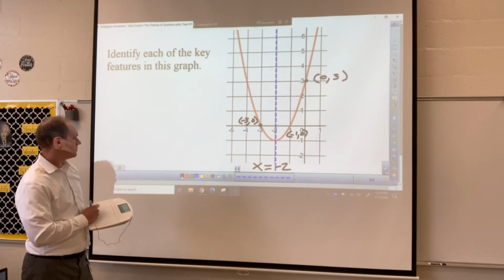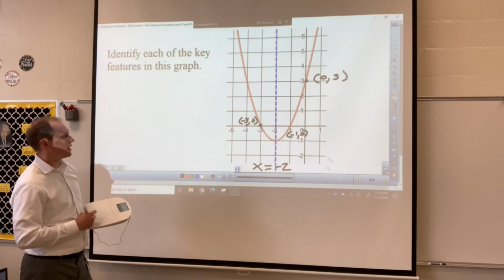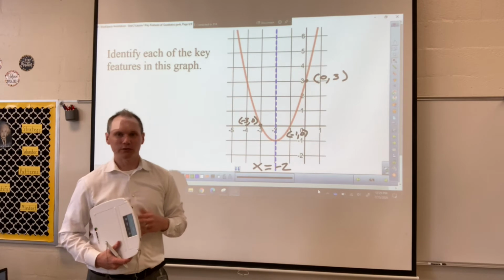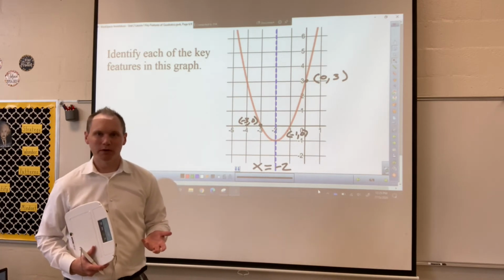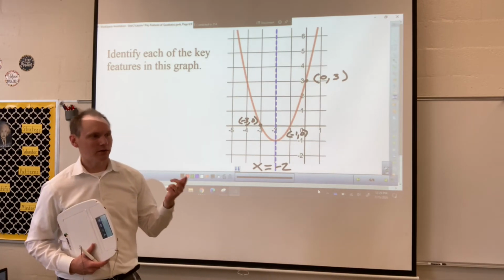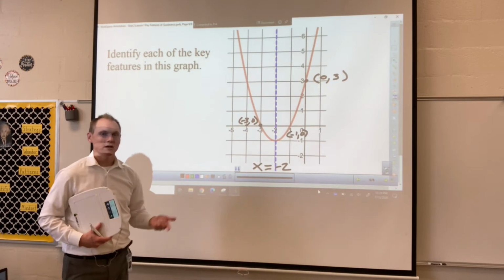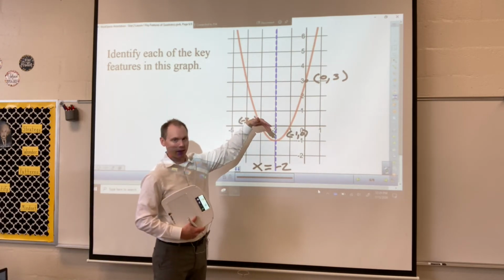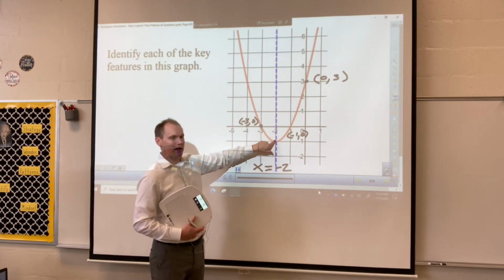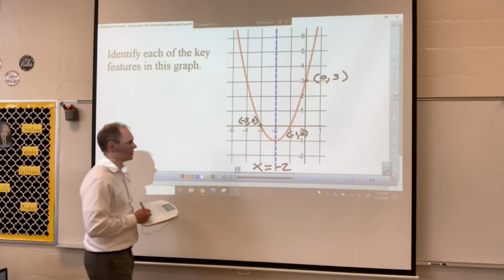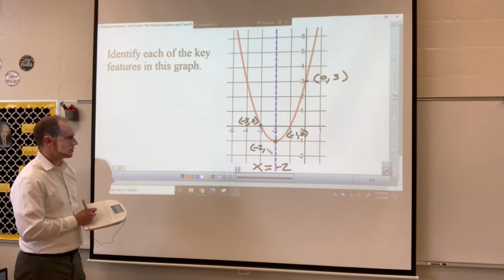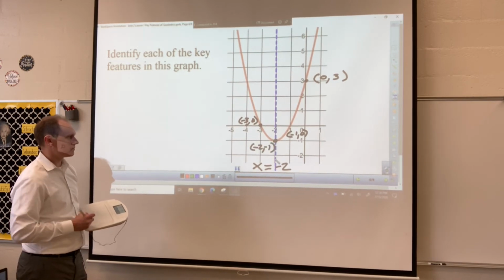And then the last one is the vertex. The vertex is, as we've talked about before, maximums and minimums. So the vertex is either the maximum or the minimum value in a quadratic. So in this case, do we have a maximum or a minimum? Minimum, and it's right here. That is our vertex in this quadratic. So this is the point -2, comma -1.